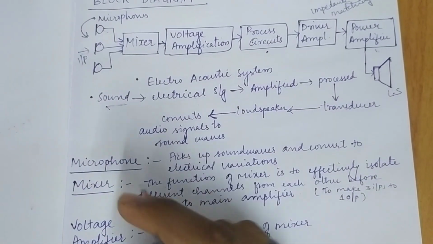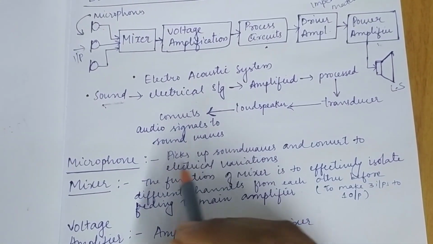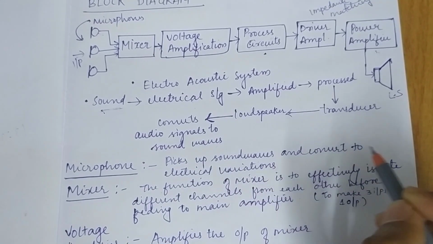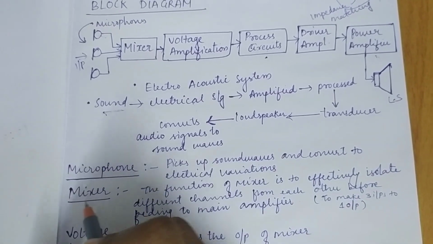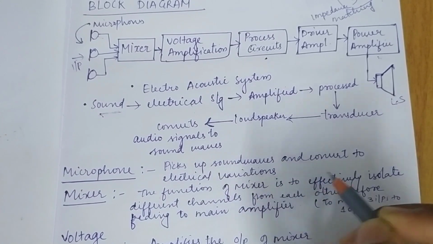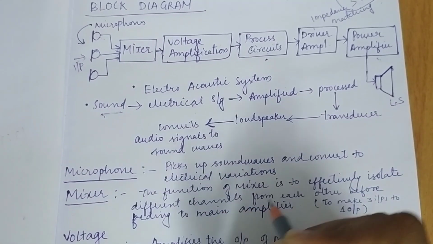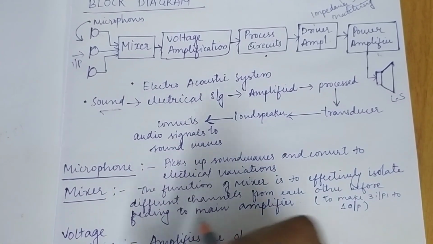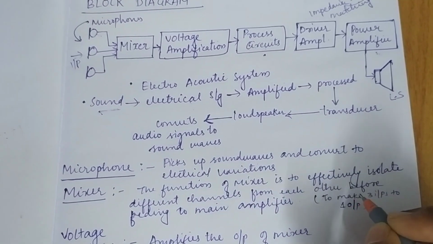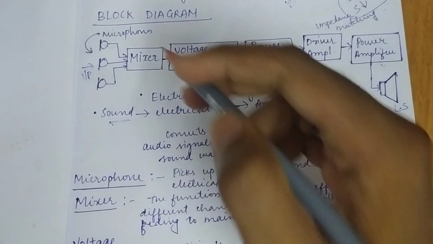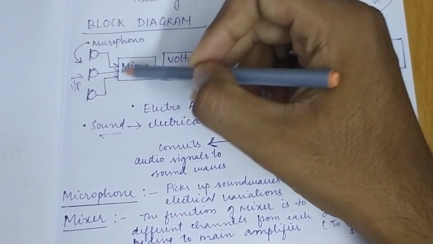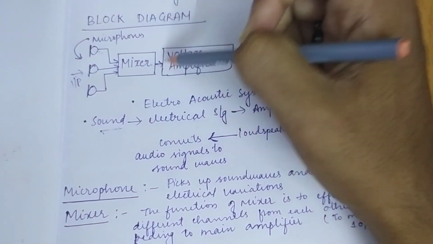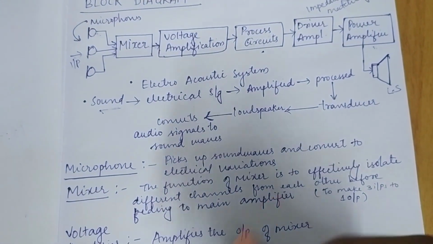Here I have written detailed notes. The microphone picks up the sound waves and converts them to electrical variations. The function of the mixer is to effectively isolate different channels from each other before feeding them to the main amplifier, making three inputs into one output. Here we give three inputs, and we use the mixer to convert them into a single output.